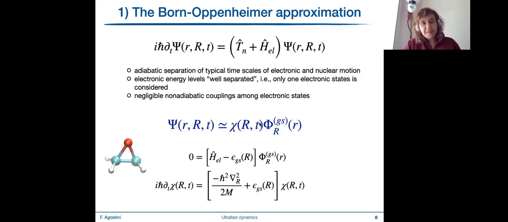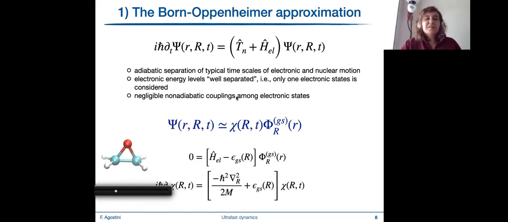the nuclear part of this wave function is the only part that depends on time. And so basically the electronic part is obtained with this constraint. Okay, it's constrained to be an eigenstate of the electronic Hamiltonian. And then if this product form is inserted into the full time-dependent Schrödinger equation, what comes out is a new time-dependent Schrödinger equation, but now only for the nuclear wave function, and the effect of the electrons is represented here by this potential.